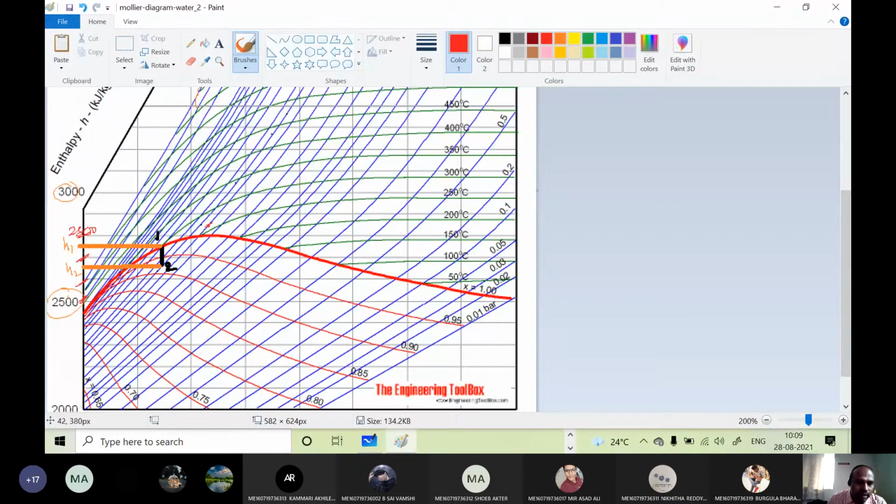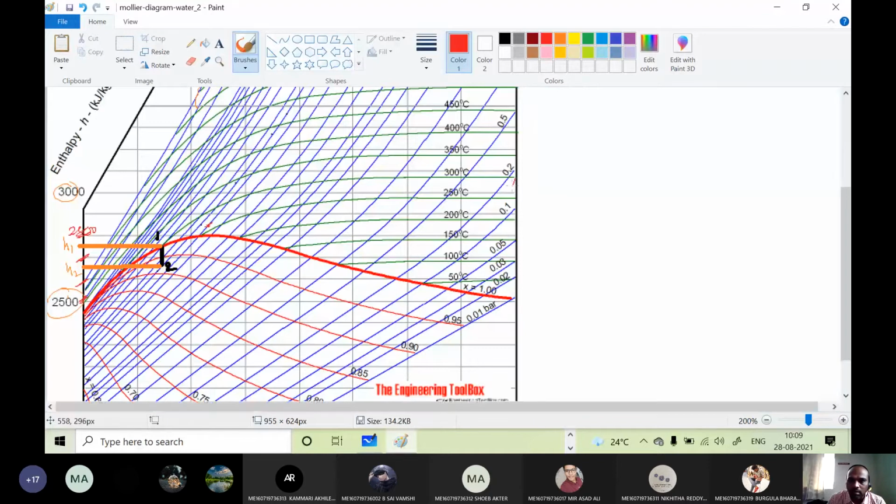2700, right? So we can assume the H1 value as 2750 approximately. We don't get it exactly. H1 is equal to 2750. Approximation only we will get. And what about H2? 2650 approximately.